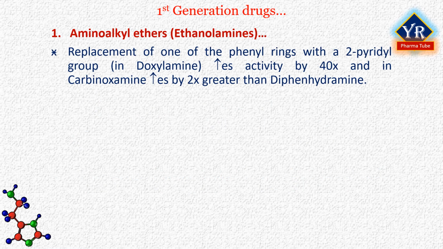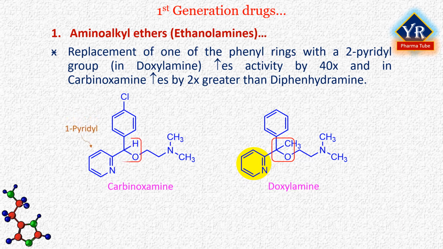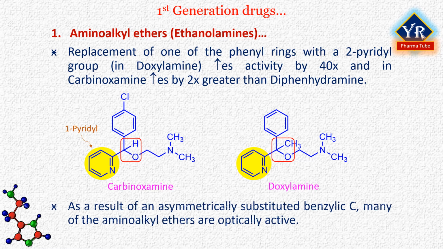Replacement of one of the phenyl rings of diphenhydramine with a 2-pyridyl group, as in doxylamine, enhances antihistaminic activity by 40 times, and carbinoxamine results in an enhancement of 2 times greater than diphenhydramine. Doxylamine succinate is a good nighttime hypnotic when compared with secobarbital.